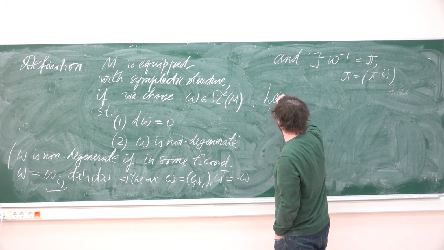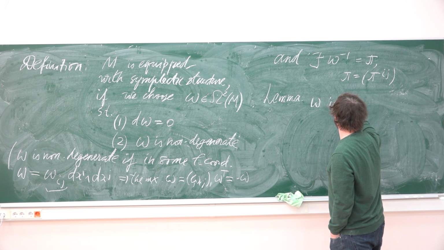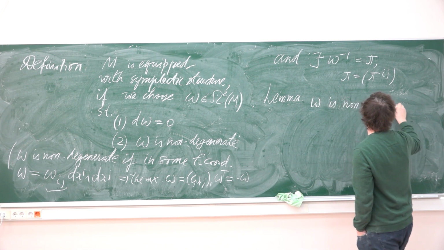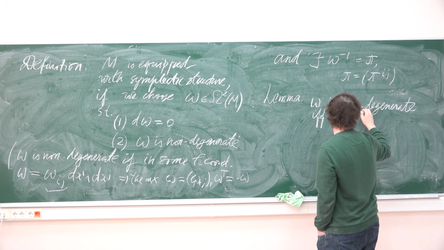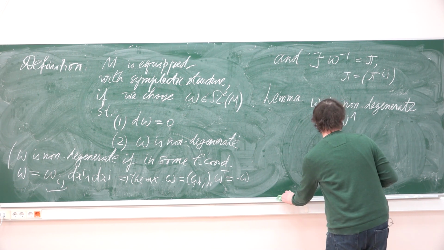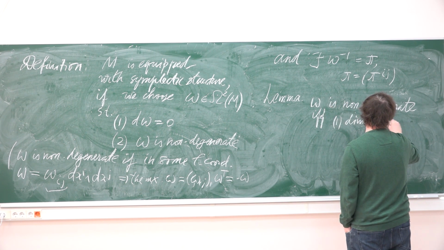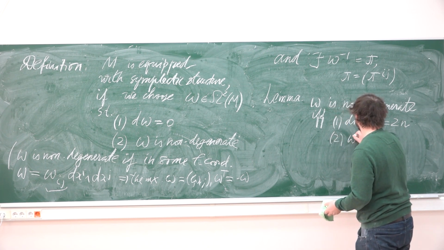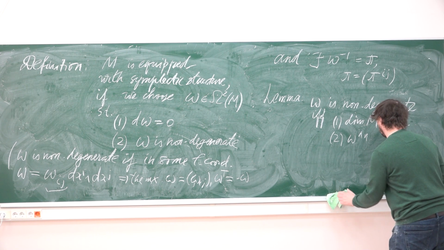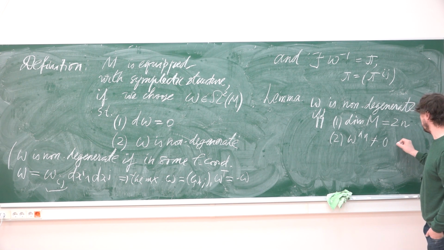Okay, a little lemma which is important for you. Omega is non-degenerate if and only if, first, the dimension of the manifold M is even, and second, when you take the top degree of omega, the maximal possible wedge product of omega with itself, it will be non-zero at all points.